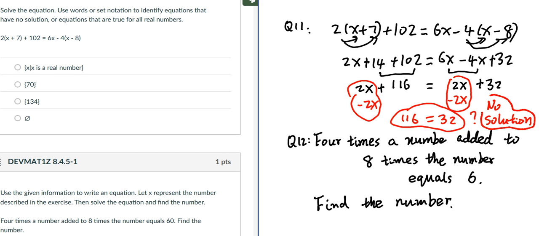It could never happen. Whatever x you input here, if you input 1 here and 1 here, or negative 100 here, negative 100 here, whatever you replace x with, it will never end up equal. So in this case, we say no solution. With the set notation, we say the solution set is empty. Empty set.